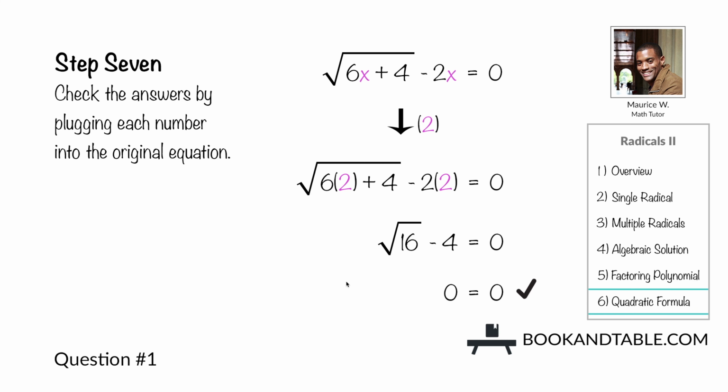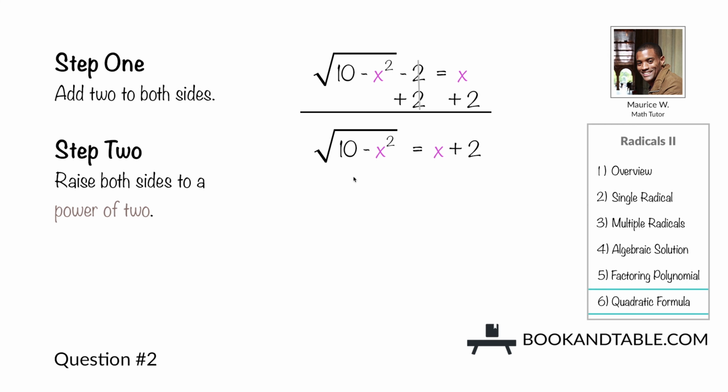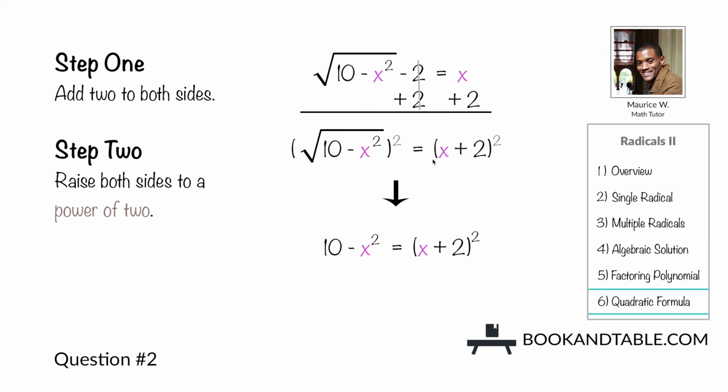Now let's have a look at the second practice question. The square root of 10 minus x squared, minus 2, is equal to x. Step 1, add 2 to both sides, leaving you with the square root of 10 minus x squared is equal to x plus 2. Step 2, raise both sides to a power of 2, leaving you with 10 minus x squared on the left side and x plus 2 squared on the right side.